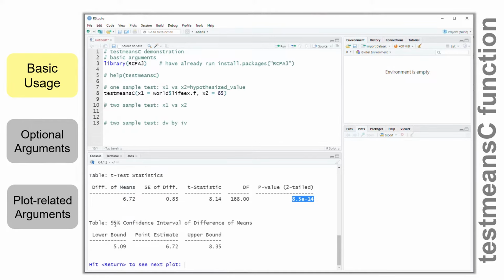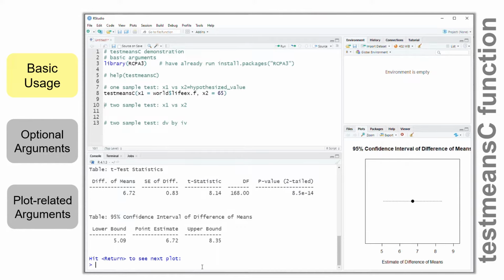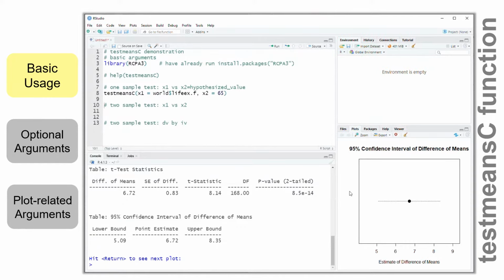It generates a table of the confidence interval of the difference of means, so the difference between the mean and 65, and when I hit enter it will plot the difference of means, the 95% confidence interval for the difference of means. So it's plotting the value 6.72 with the confidence band, the bands extended on either side to represent the confidence interval of the difference between average female life expectancy and the hypothesized value of 65. So that's the simplest version of the test.